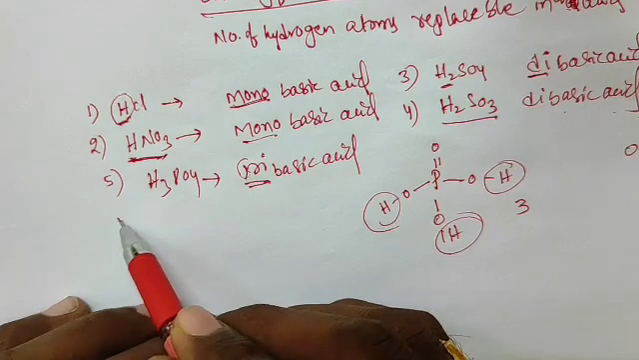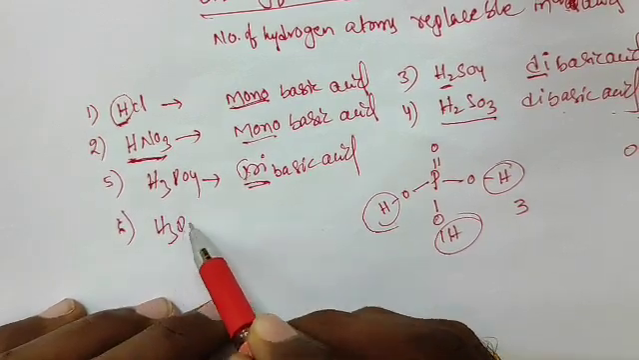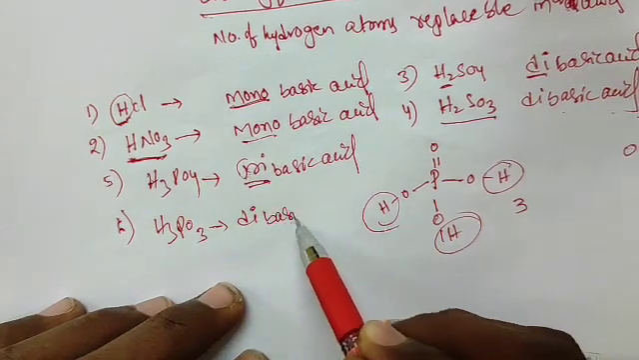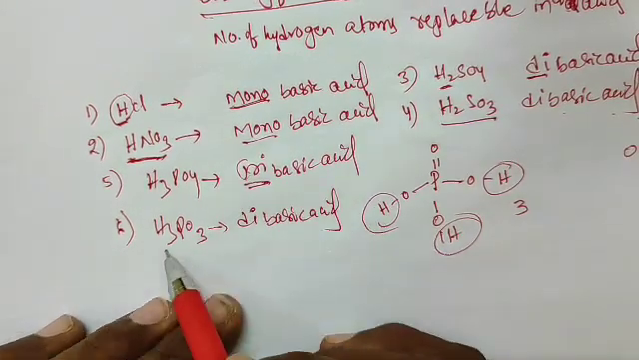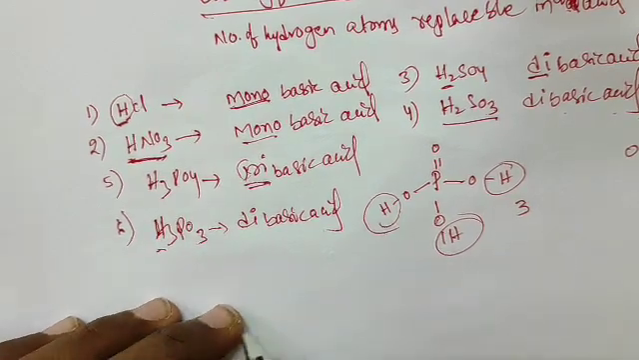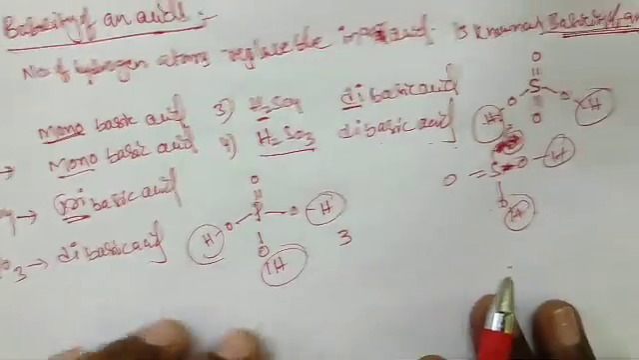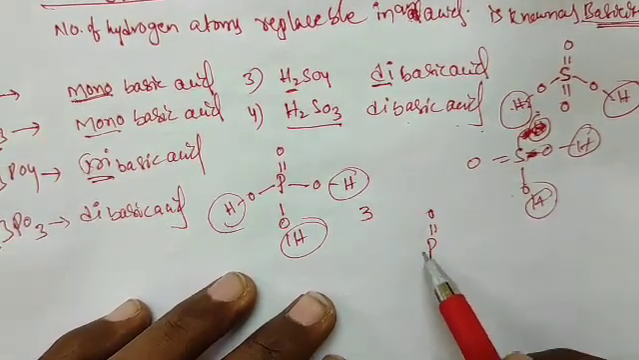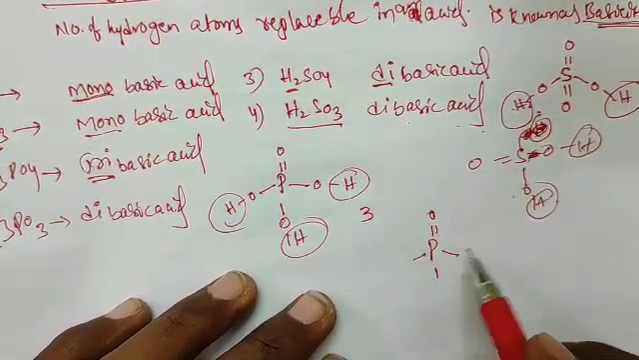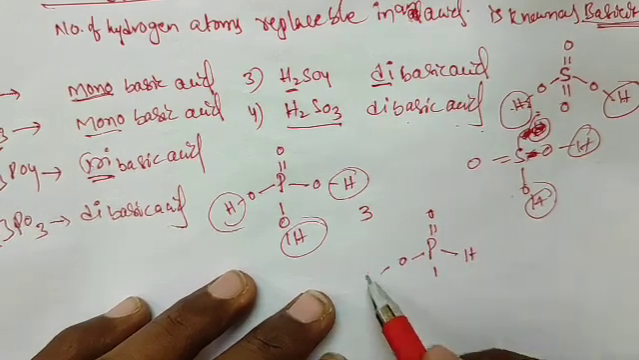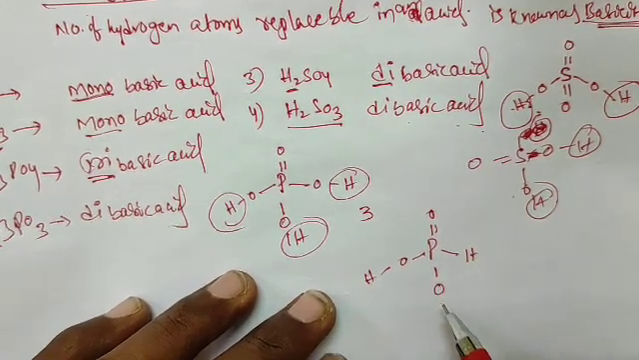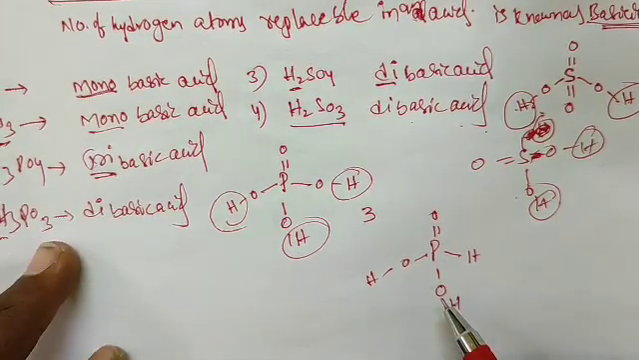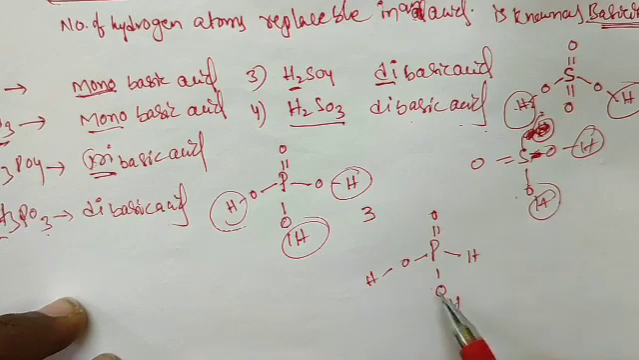Now the sixth example, H3PO3, only PO3. This is also a dibasic acid. Why is it dibasic? Here there are three hydrogens, yet it is a dibasic acid. Why? The structure of H3PO3 is P double bond O, with hydrogen and OH, OH. So there are three hydrogens and three oxygen atoms.